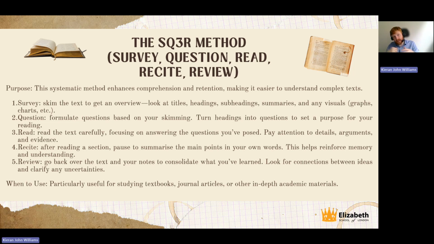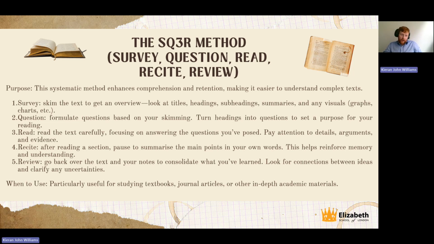Okay, now the next thing, the first R, read. This is quite obvious. This is when you're going to read the text quite carefully in a lot of detail, focusing on those questions that you've already created in your head. So you should be focusing on details, arguments, and evidence. Okay, what are they trying to say? How do they explain it? And what evidence do they have to agree with it?